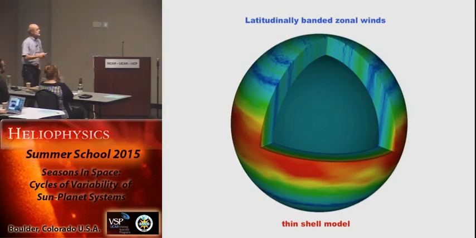So this is a simulation I did quite a few years ago. What I did here is just simulated the outer, I think it's roughly 25% of the radius, because that's where we suspect most of the action is occurring. Red means the winds are blowing eastward, and blue means they're blowing westward. So you get sort of a banded structure for this. I call it a thin shell because really it should go down close to the small inner core.